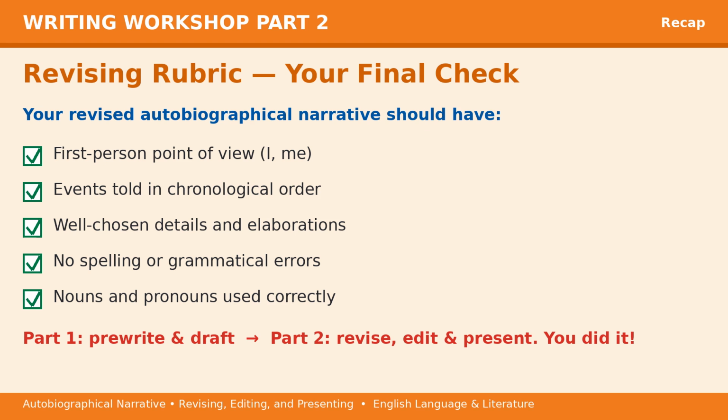Let's recap your revising rubric. Your finished autobiographical narrative should have first-person point of view, events told in chronological order, well-chosen details and elaborations, no spelling or grammatical errors, and nouns and pronouns used correctly. That completes our two-part writing workshop, from pre-writing and drafting in Part 1, to revising, editing, and presenting here in Part 2. Teachers, this makes a ready-to-use classroom sequence. Learners, you now have everything you need to tell your own story.